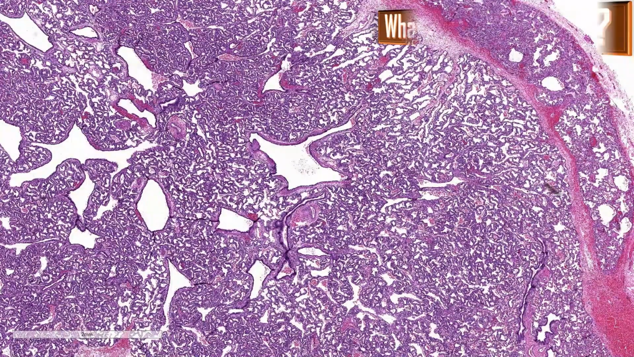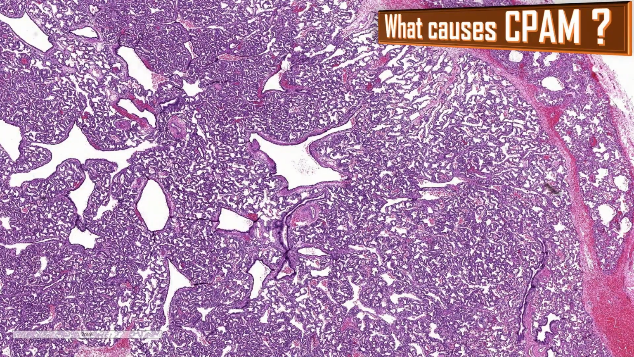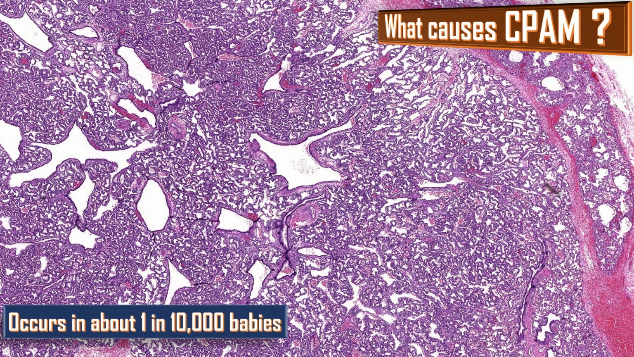What causes congenital pulmonary airway malformation? The exact cause is unknown, but it is known that this is a very rare condition. It occurs in about 1 in 10,000 babies.